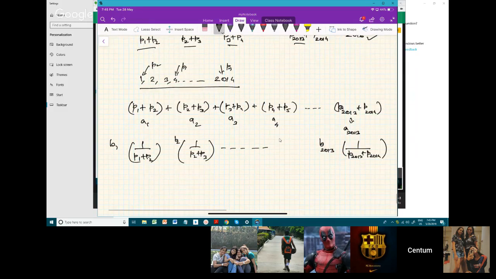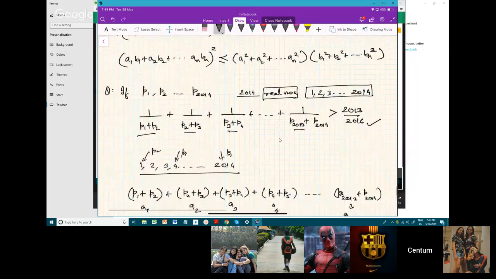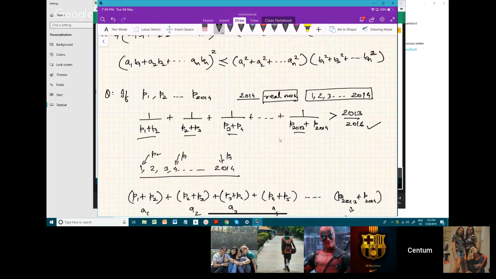Now what Cauchy Schwarz says is that (A1 B1 plus A2 B2 plus A3 B3 plus dot dot dot An Bn) squared is less than or equal to (A1 squared plus A2 squared plus A3 squared plus dot dot dot An squared) multiplied by (B1 squared plus B2 squared plus B3 squared plus dot dot dot Bn squared), isn't it? Yes, this is an inequality.